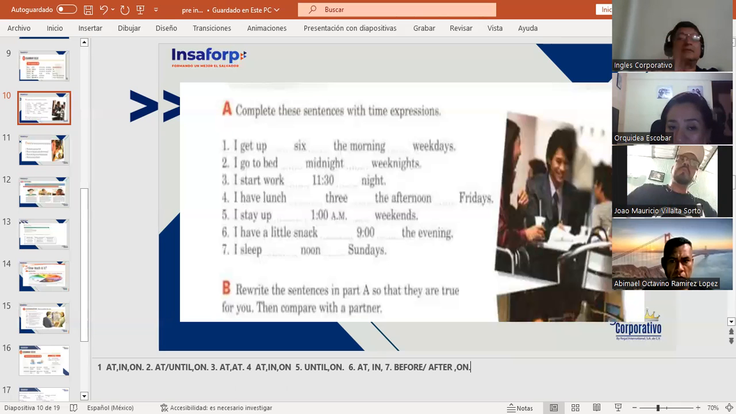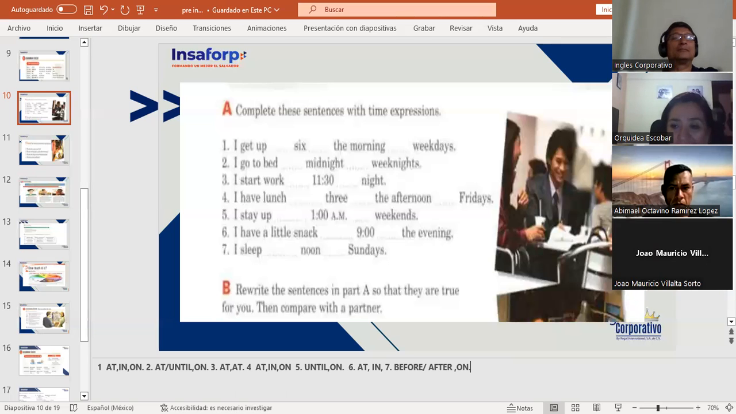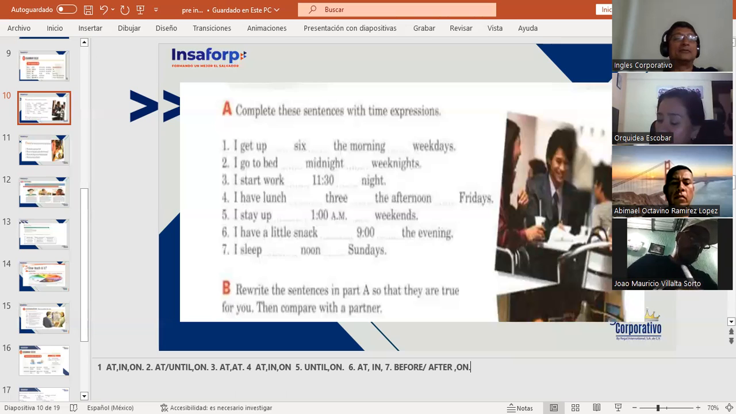Three sentences. Finish, Orquídea. Yes, okay, thank you. Abimael, finish.